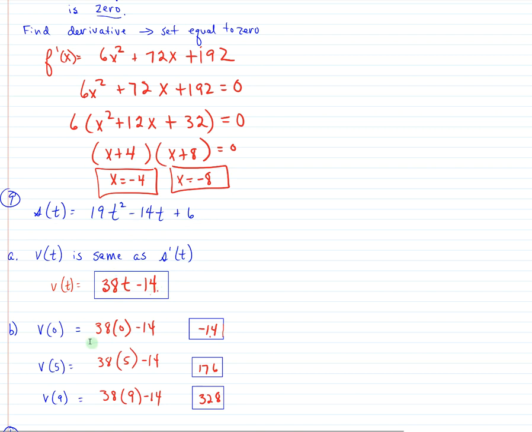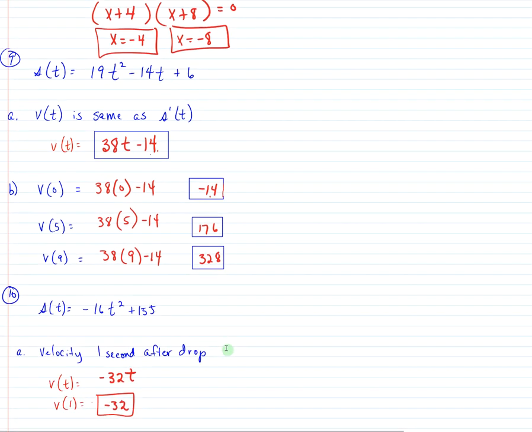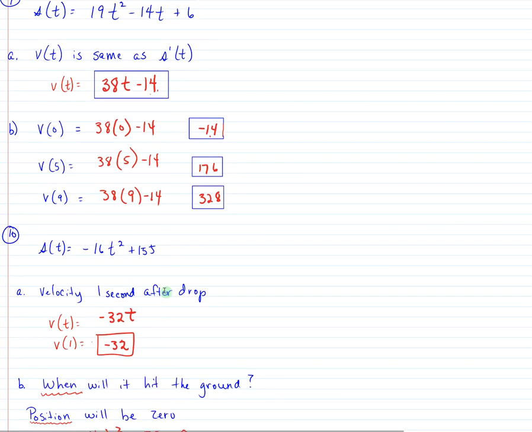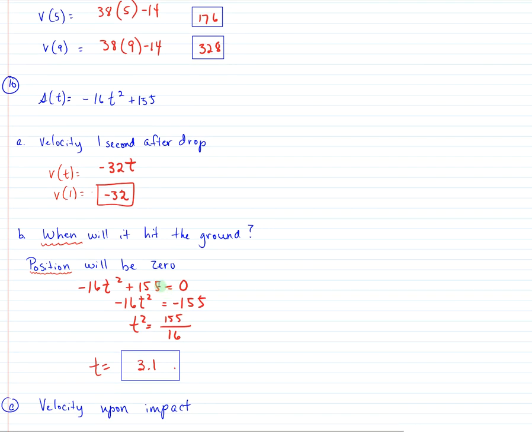And then it gives you 3 values. What's v of 0, v of 5, v of 9? You are just plugging in those numbers here for t. And this is what you should get: -14, 176, 328. You're just plugging in for t there. All right. Number 10, last one.